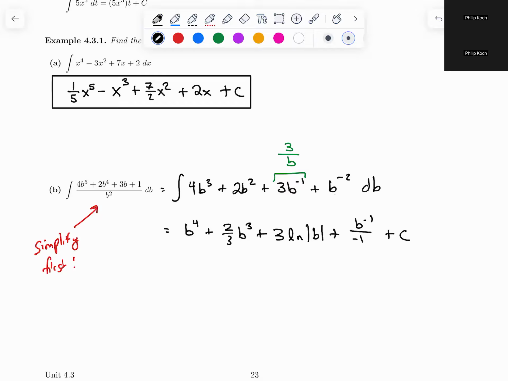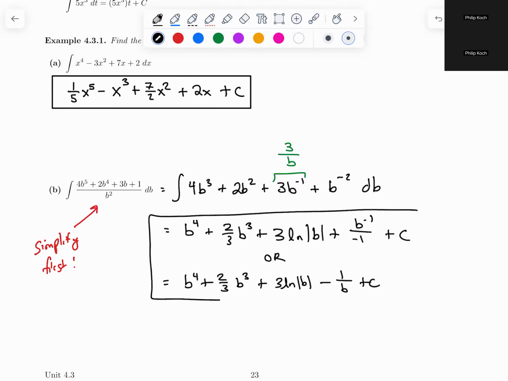My rule of thumb is you don't need to simplify unless you're going to use it for something. We're not being asked to find anything about this, so we're done. So we get b to the 4th plus 2/3 b cubed plus 3 natural log of b minus 1 over b plus c.